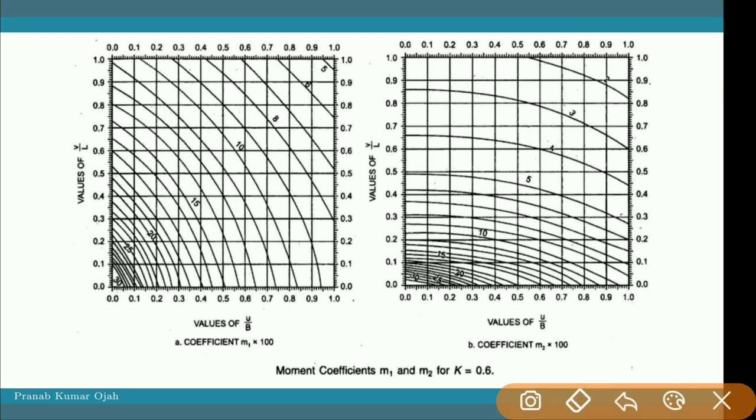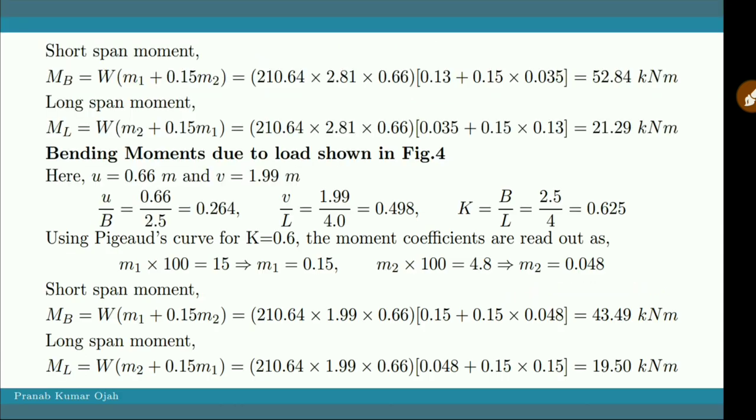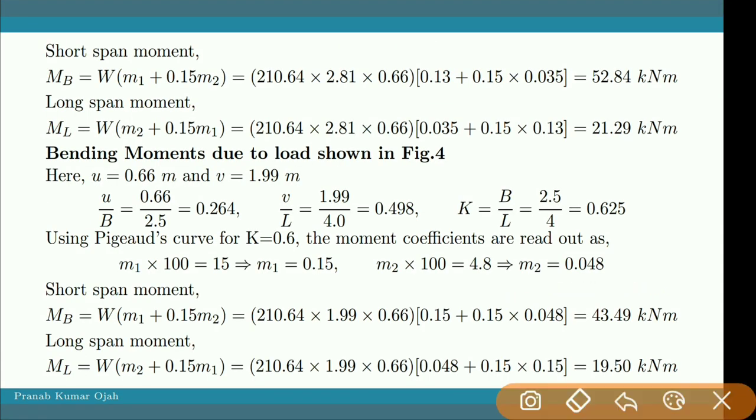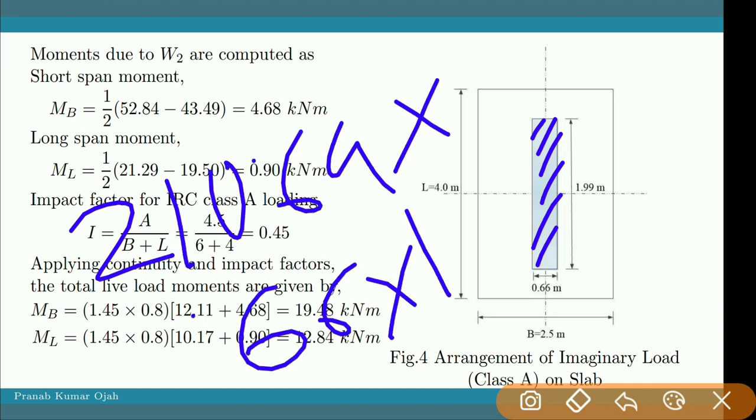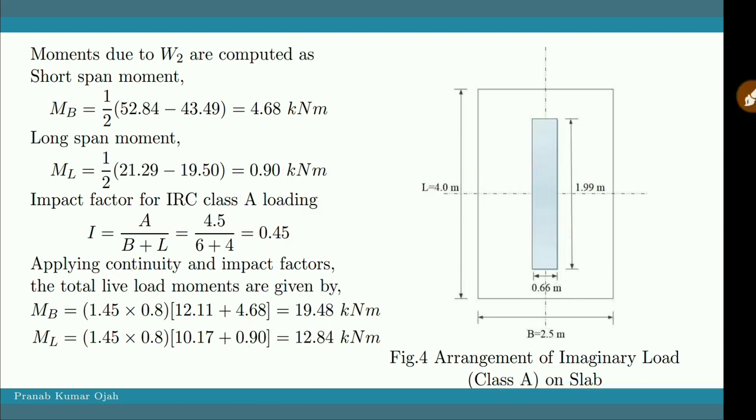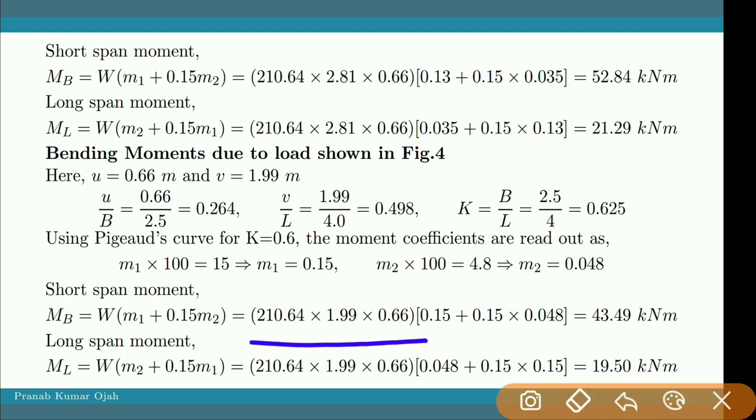This is the Pigeaud curve, the same Pigeaud curve I am going to use again to get the values of M1 into 100 and M2 into 100. By using this Pigeaud curve for U by B and V by L, I will get M1 equal to 0.15 and M2 equal to 0.048. Similar to the last case, here also W will be the total load acting in this area. The load intensity 210.64 and the area is 0.66 into 1.99. So this will give us the total load W. I have calculated short span moment as 43.49 and long span moment as 19.50 kilonewton meter.